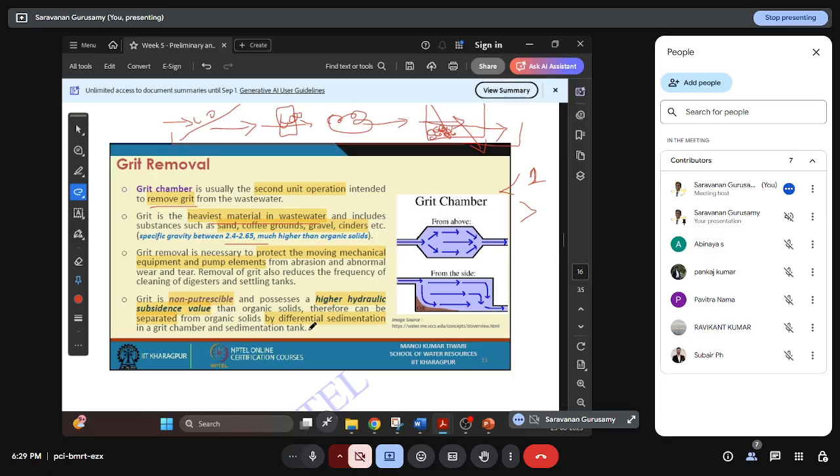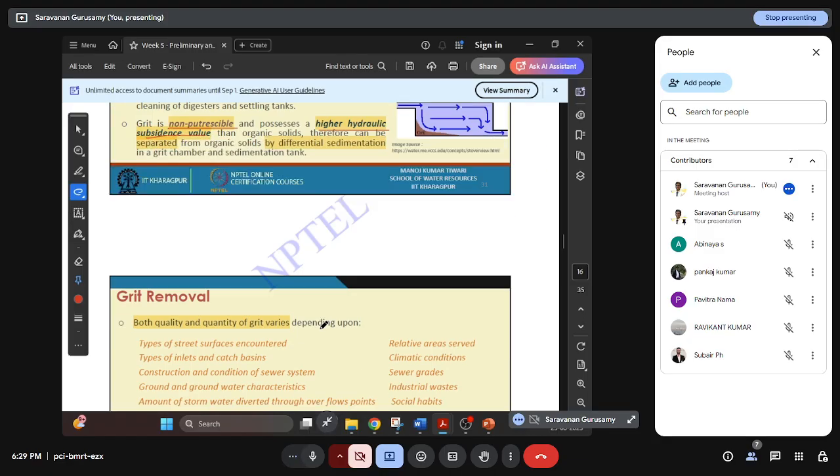The same principle is followed. So non-putrescible grits are there. They can have a higher hydraulic subsidence value.